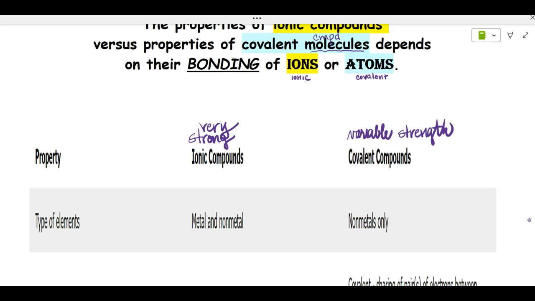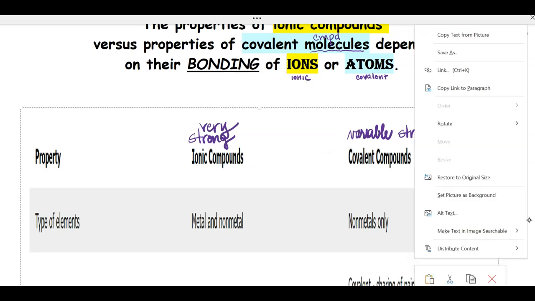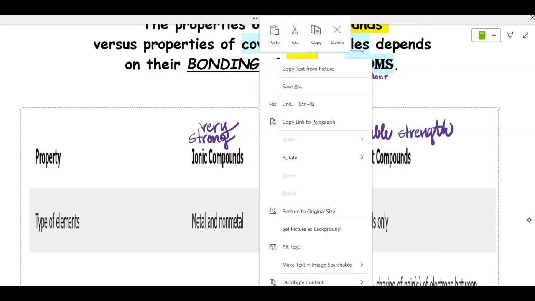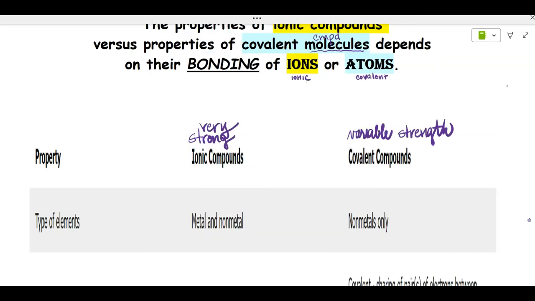All right, and we also learned about electronegativity difference. If the electronegativity difference is very large, it makes for strong bonds, a large difference between the metal and the nonmetal. If you don't know what electronegativity difference is, you need to go back and look at that assignment. The larger the electronegativity difference between a metal and a nonmetal, the stronger the bond.